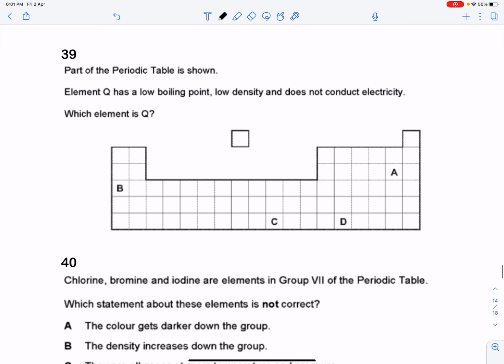39. Part of the periodic table is shown. Element Q has a low boiling point, a low density, and does not conduct electricity. Which element is Q? So low boiling point, this one would have a high boiling point, this one would have a high boiling point. Low density, well, these are relatively low, but this is definitely low. So it's between A and B, but the killer is does not conduct electricity. B is a metal, so the answer must be A.